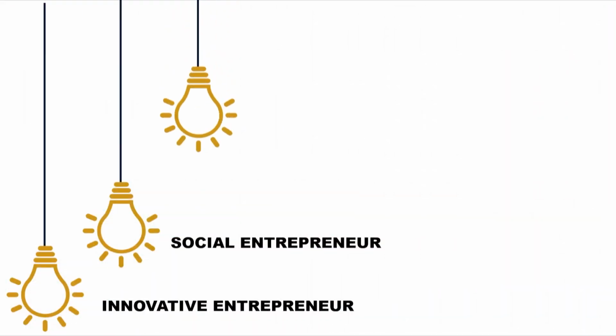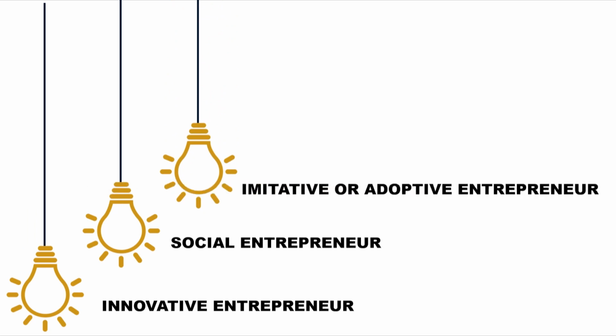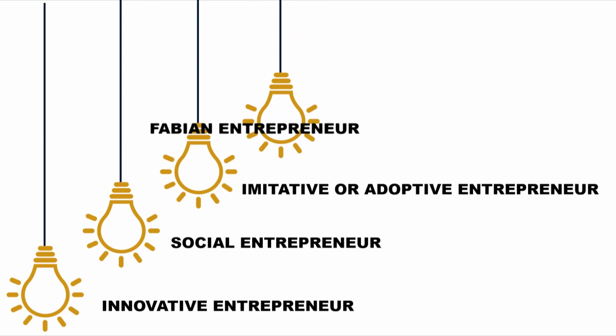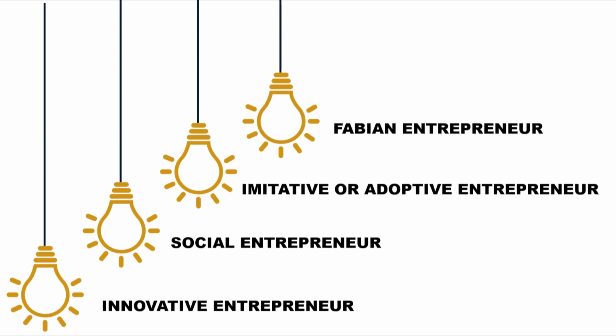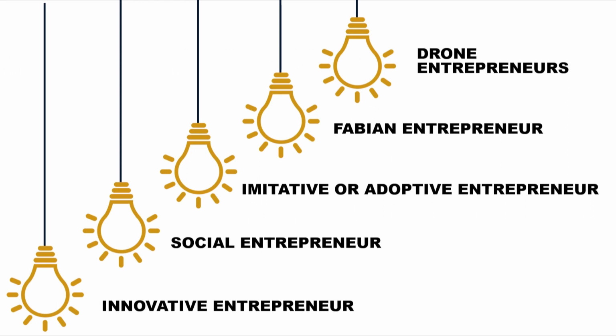The next is the imitative or the adoptive entrepreneurs. Such entrepreneurs do not innovate, they just copy the technology or the technique of others. Next is the Fabian entrepreneurs. Such entrepreneurs do not want to change anything in their enterprise. They change only when there is a serious threat to the very existence of the enterprise. And the last is the drone entrepreneurs. Such entrepreneurs are very conservative and they will not change even if they have to suffer losses or even close down the business. So, these are the 5 types of entrepreneurs.